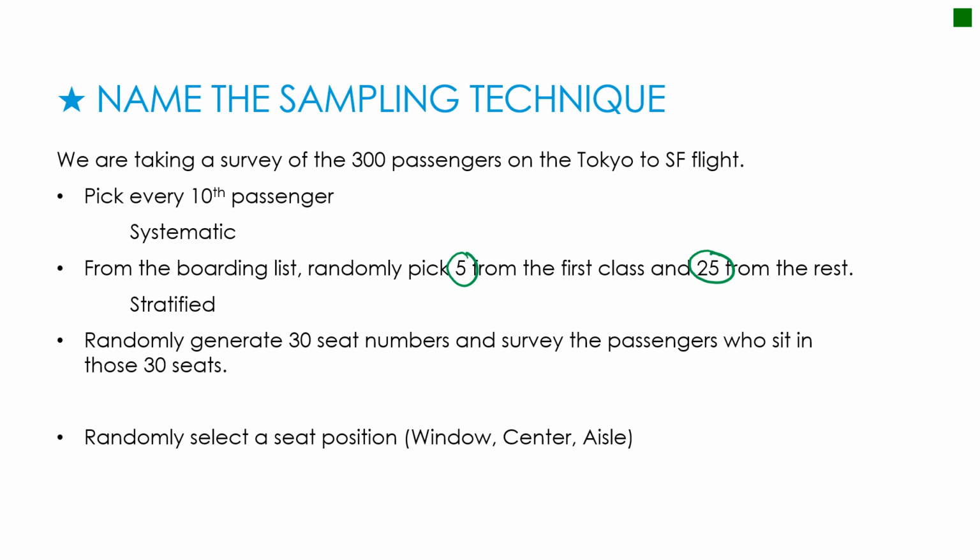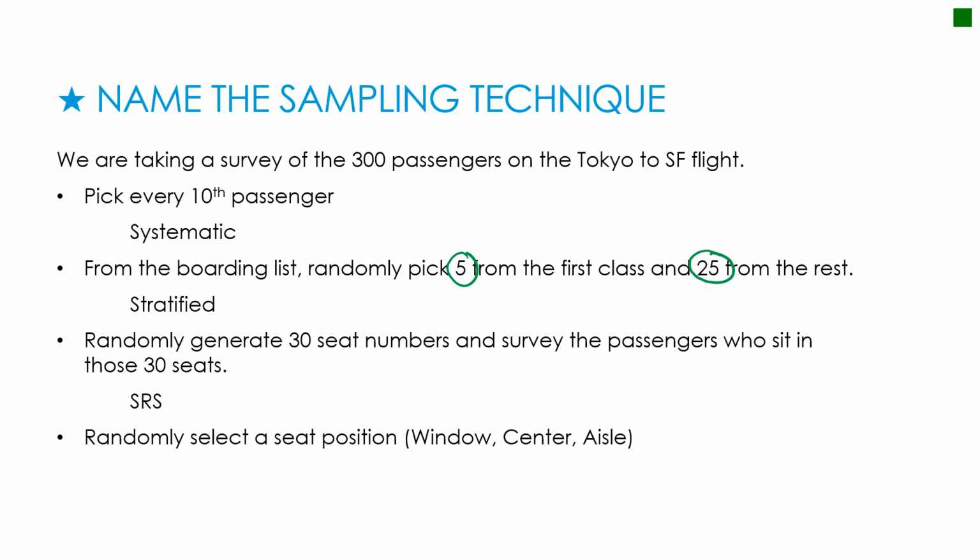What if I randomly generate 30 seat numbers and survey the passengers who sit in those 30 seats? This would just be your SRS. I'm randomly selecting. I'm not taking into account gender or looking at groups. I'm just straight up looking for 30 randomly selected people.